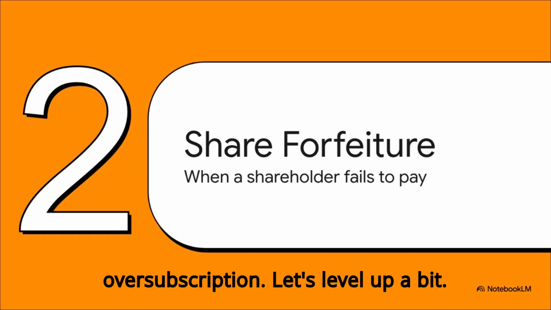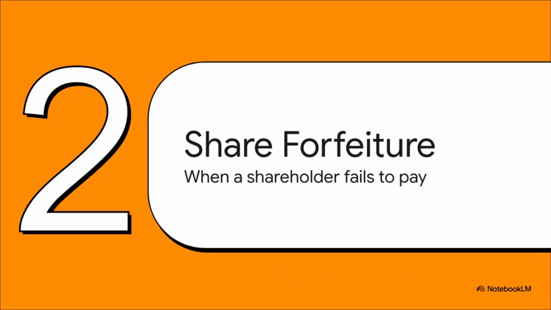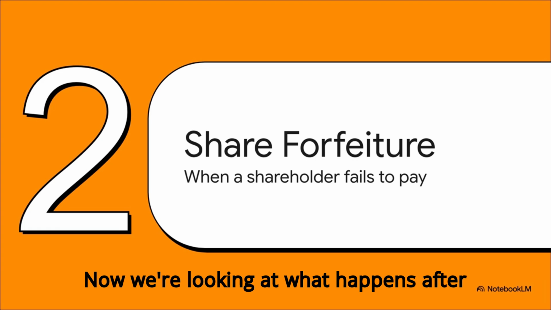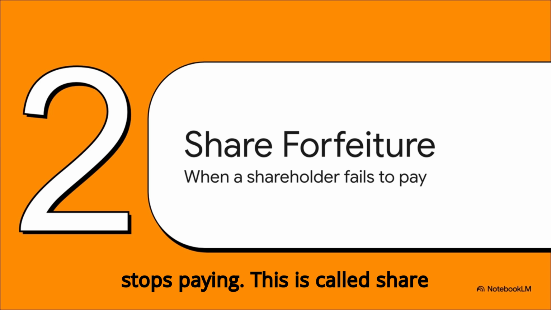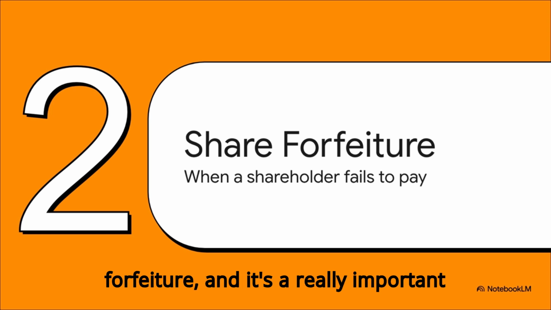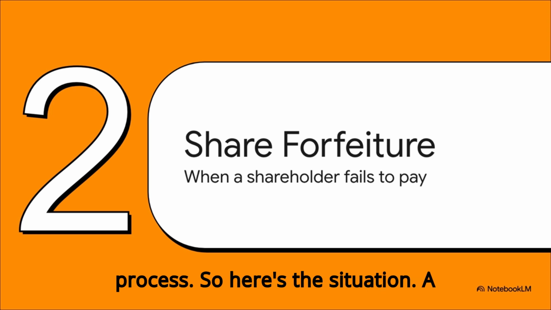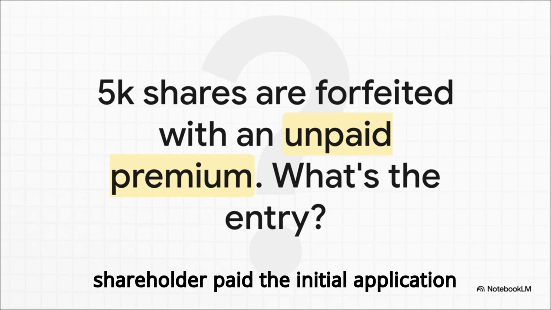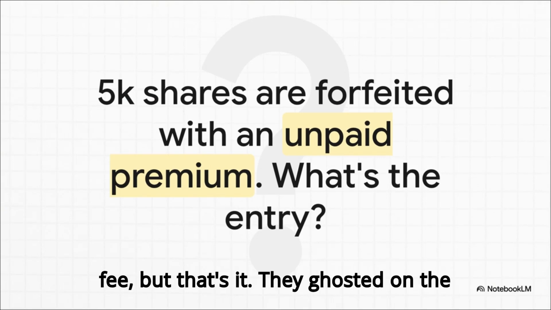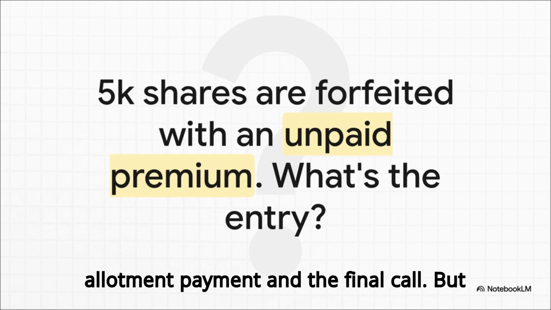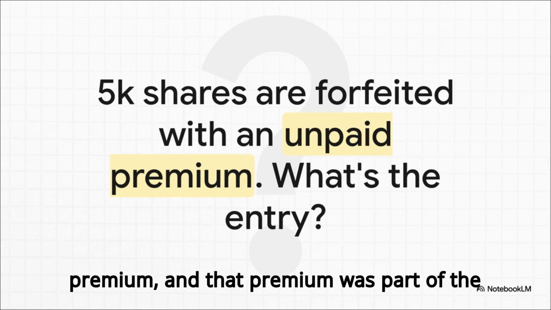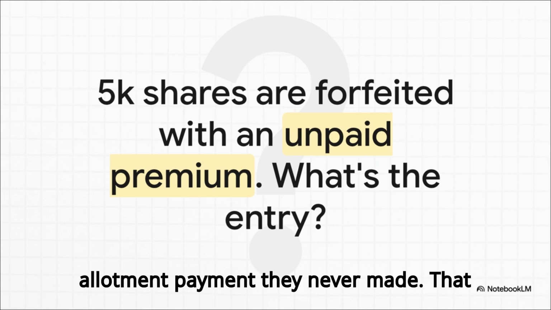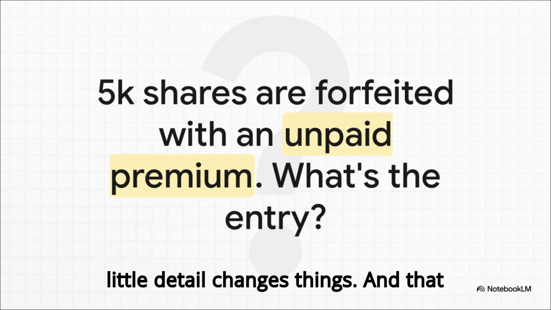Okay, we've handled oversubscription. Let's level up a bit. Now we're looking at what happens after the shares are out there, but someone stops paying. This is called share forfeiture, and it's a really important process. So here's the situation. A shareholder paid the initial application fee, but that's it. They ghosted on the allotment payment and the final call. But here's the twist that makes it interesting. The shares were issued at a premium, and that premium was part of the allotment payment they never made.